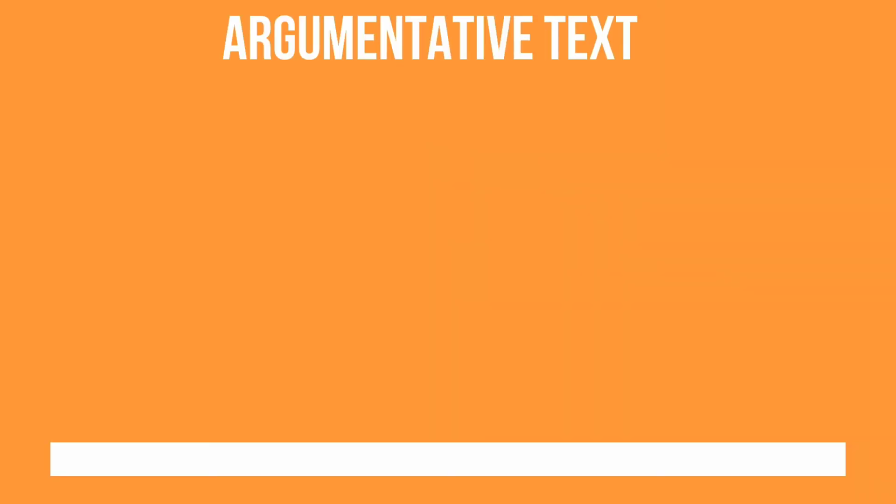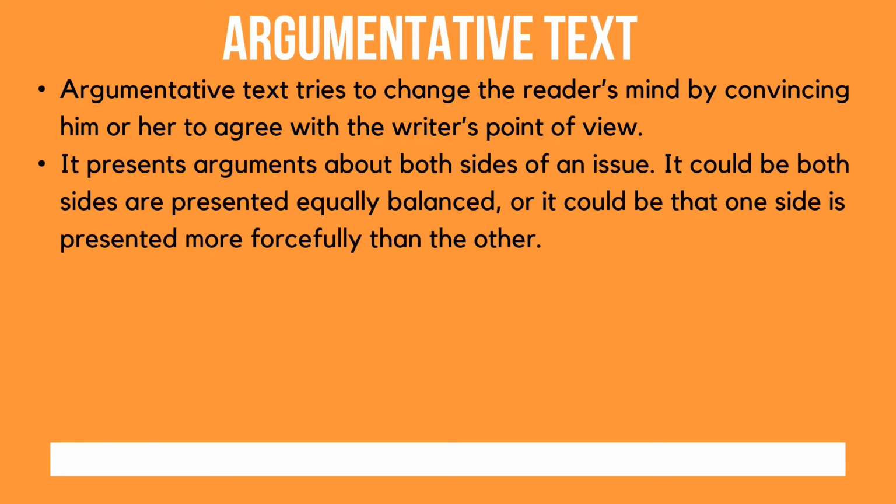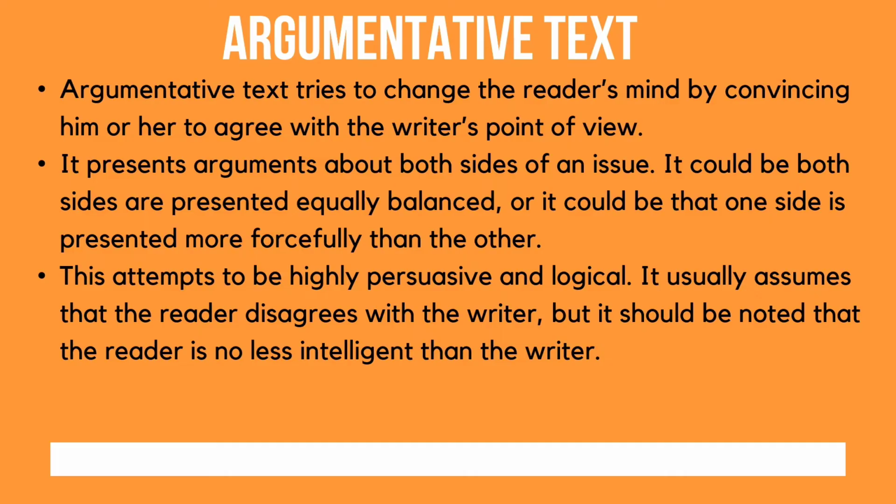Lastly, we have argumentative text. It tries to change the reader's mind by convincing him or her to agree with the writer's point of view. It presents arguments about both sides of an issue. It could be both sides are presented equally balanced, or it could be that one side is presented more forcefully than the other. This attempts to be highly persuasive and logical.